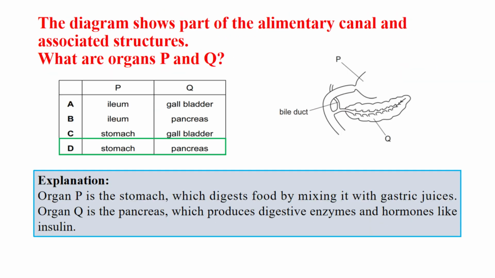In the next question, the diagram shows part of the alimentary canal and associated structures. What are organs P and Q? Based on common anatomical knowledge, organ P is the stomach. It is responsible for mixing food with gastric juices to begin digestion. Organ Q is the pancreas. It produces digestive enzymes and hormones like insulin.